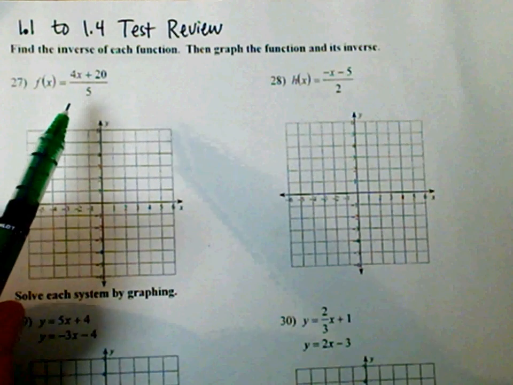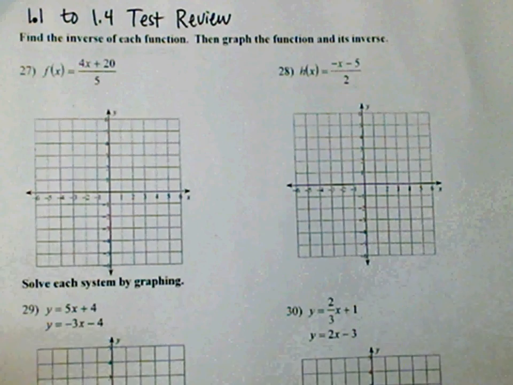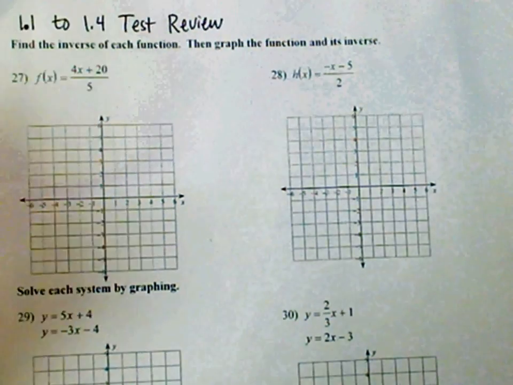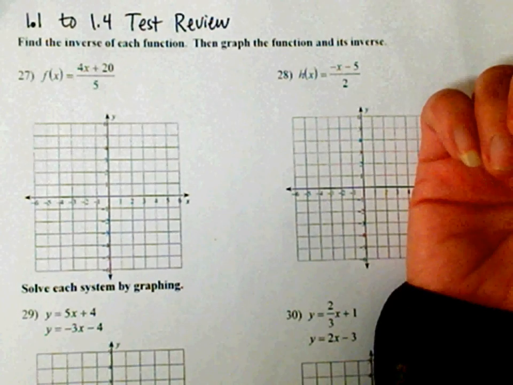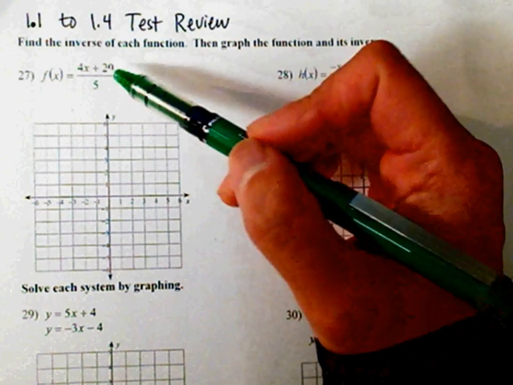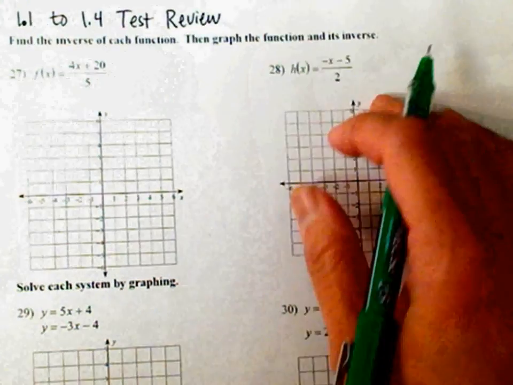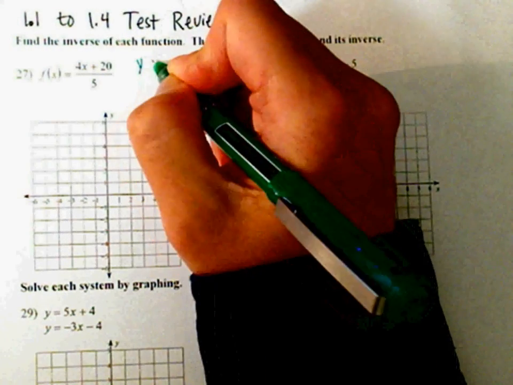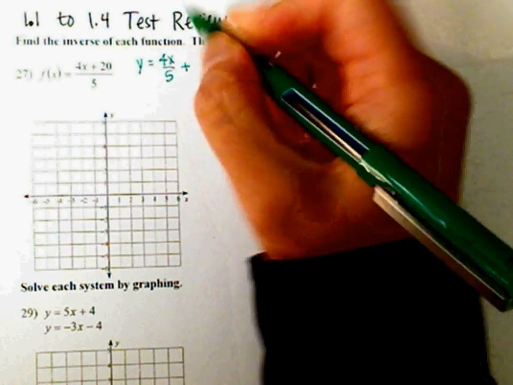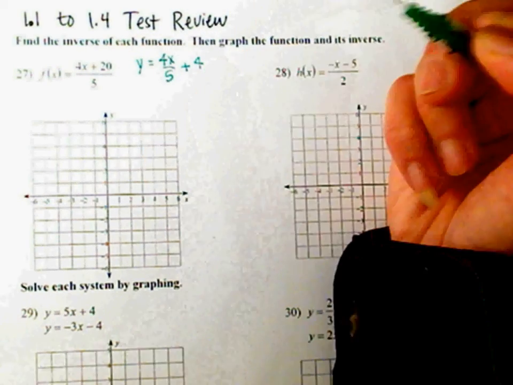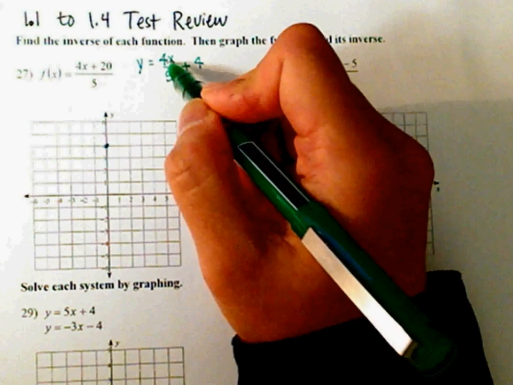Okay. Here I have a function. I have to go find the inverse function, and I'm going to graph both. And this is a great way for you to check to see if your inverse is correct. So if you take a look at the very first one, I have a function f of x equals 4x plus 20. I am going to separate those so that it will be easier for me to graph. So my original function is y, or f of x, equals 4x over 5 plus 20 divided by 5, which is 4. So my y-intercept is at 4, and my slope is 4 over 5.